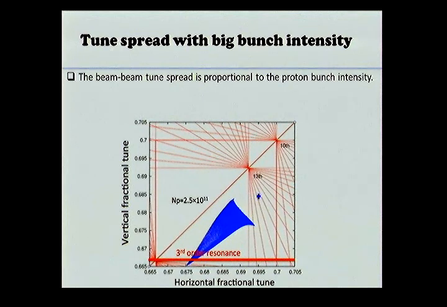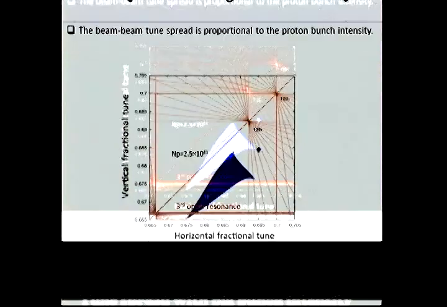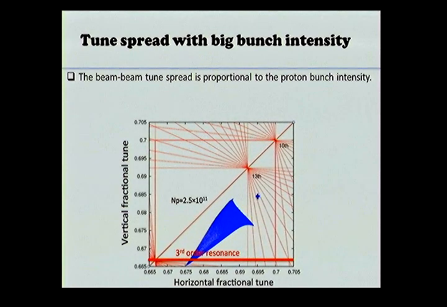Unfortunately, the size of the beam tune spread is proportional to the proton bunch intensity. If the proton bunch intensity is big, the tune spread will be big. Here I show the beam tune spread with proton bunch intensity 2.5 times 10 to the 11. Here you can see the tune spread with beam interaction is too big to fit in the resonance-free area. Some particles' tunes already cross or sit on the third order resonance line.